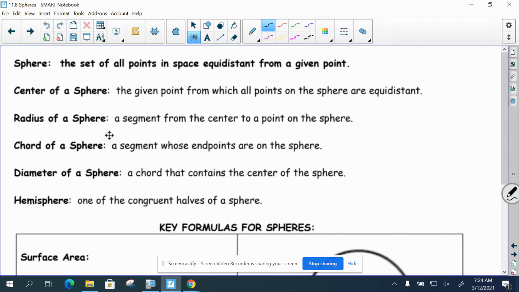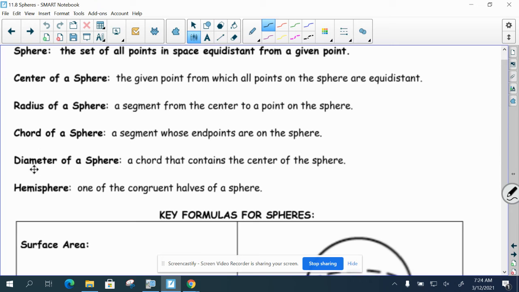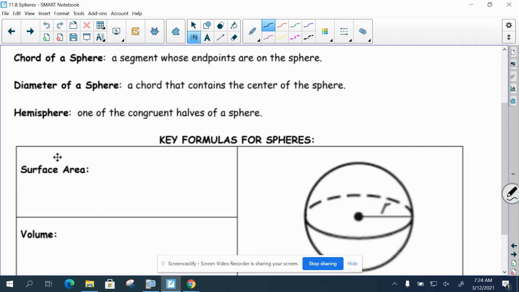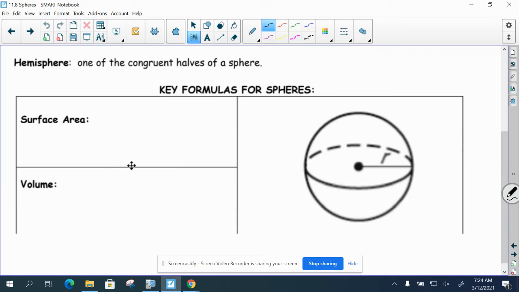So here is just some basic vocabulary. This should be nothing really new. A hemisphere is just half of a sphere, so we're working with spheres, and you've got the radius of the sphere, diameter, same things that apply to the circle and things that you've probably already seen before.